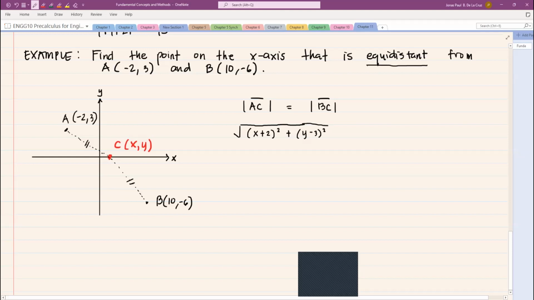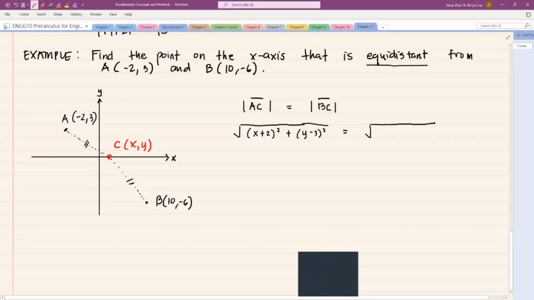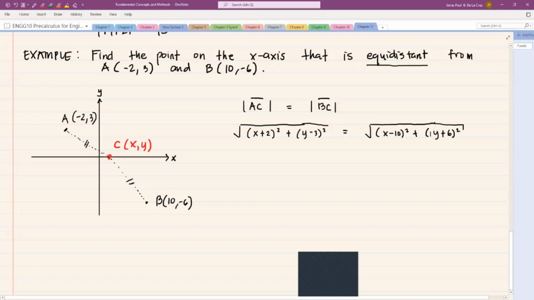Plus, the difference between the y coordinates, that is y minus 3 squared. Diba? Equate natin kay square root of x, ito naman, tsaka yung b, ito naman is from point B to point C, that's x minus 10 squared plus, yan, y minus -6, so that's y plus 6 squared. Okay. Ngayon dito sa equation natin, dalawa yung unknowns natin, x and y.